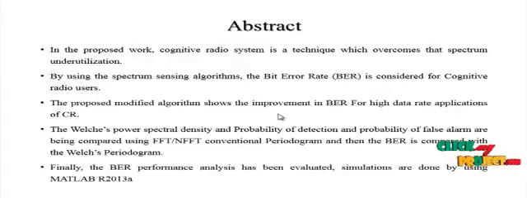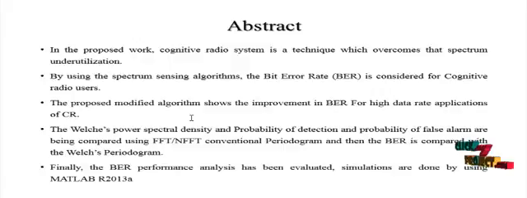In the proposed work, the cognitive radio system is a technique which overcomes the spectrum underutilization by using a spectrum sensing algorithm, so that bit error rate is considered for cognitive radio users. The proposed modified algorithm shows the improvement in BER for high data rate applications of cognitive radio.